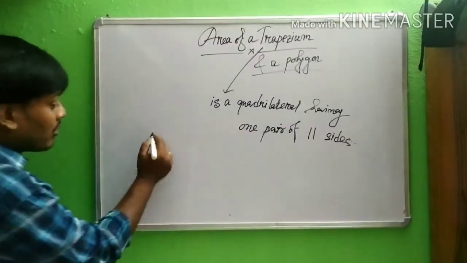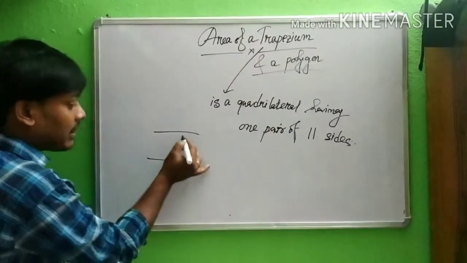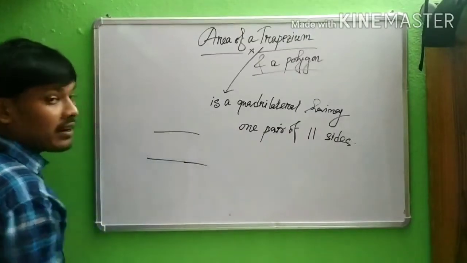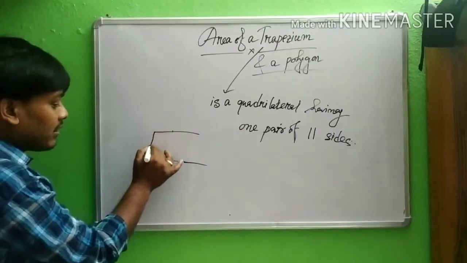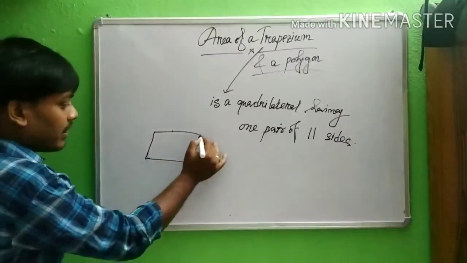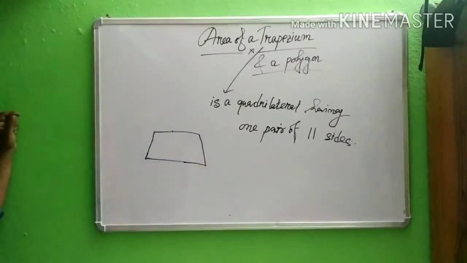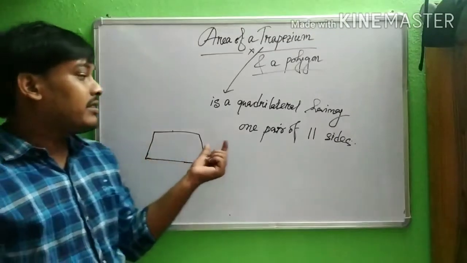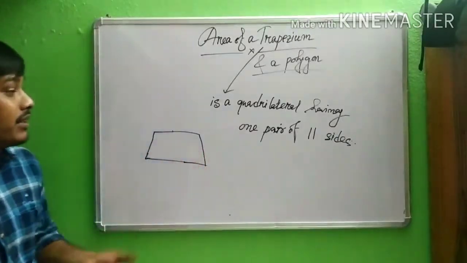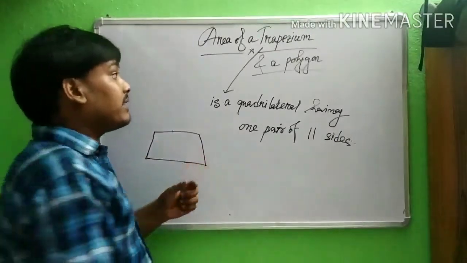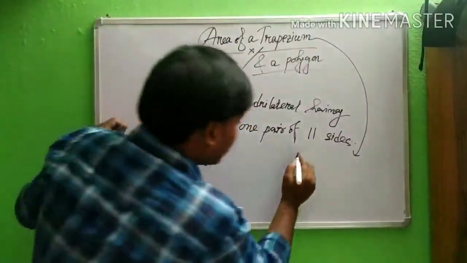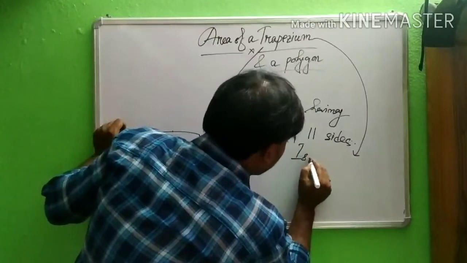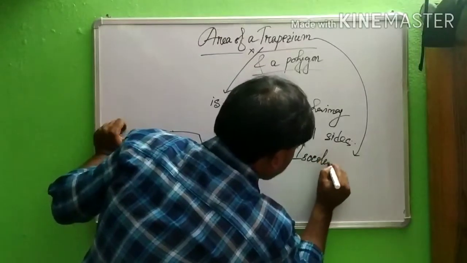First we draw it. If these two sides are parallel, so one pair of parallel sides is there and the other two sides. Okay. So it is a trapezium. One more thing is there, isosceles trapezium.